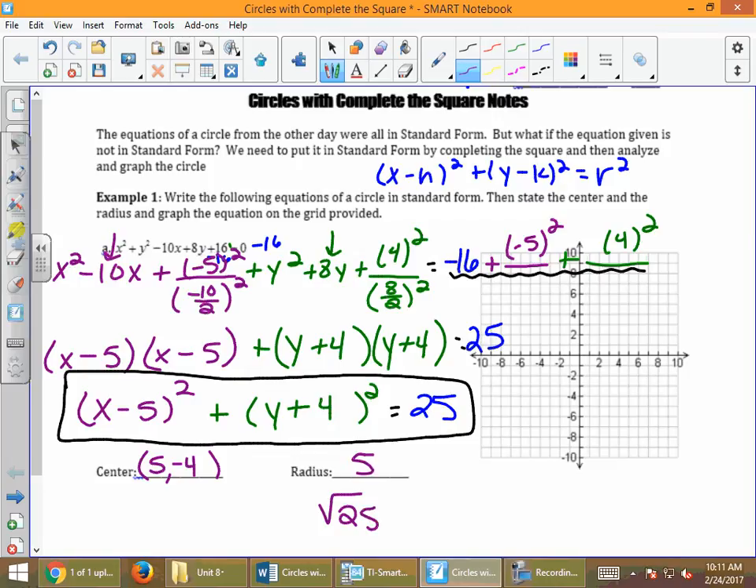Okay. So just like what we did yesterday with graphing, you go to 5, negative 4. Plot your center, and you just count your radius in all 4 directions. 1, 2, 3, 4, 5. 1, 2, 3, 4, 5. 1, 2, 3, 4, 5. 1, 2, 3, 4.